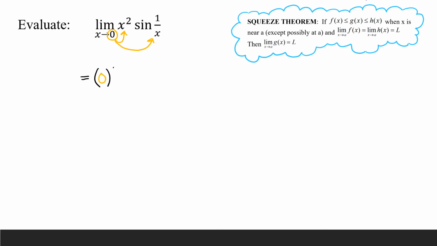But if we tried, we'd get 0 squared times sine of 1 over 0. So 0 is not in the domain, which means that we can't use direct substitution in order to evaluate this limit. We're going to have to do something else. The nice thing about this not so nice problem is actually the tricky part. It's the sine function.